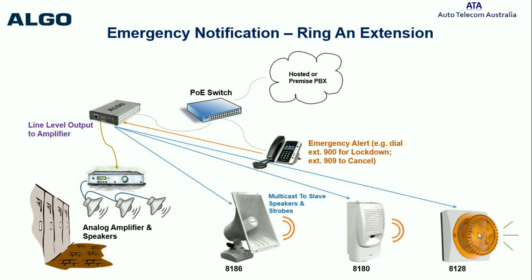So your emergency notification, again, simply via a SIP registration. You dial the number. For example, in this case, it's 900. It can output the emergency lockdown through to the amplifier, analog amplifier if you so wish, and of course broadcast across to the IP-based speakers and in whatever multicast zones you want to use.